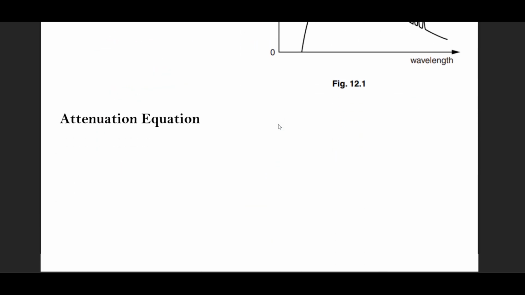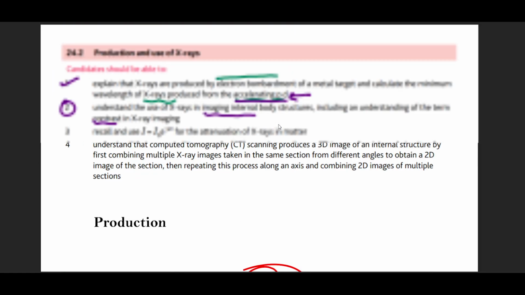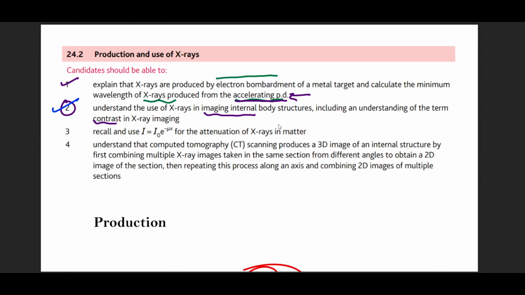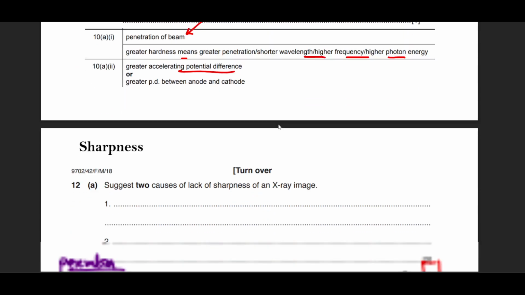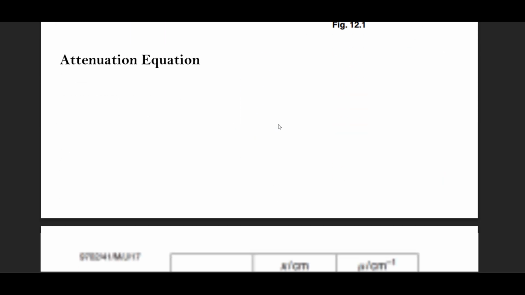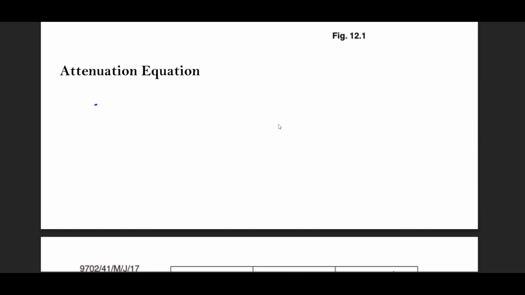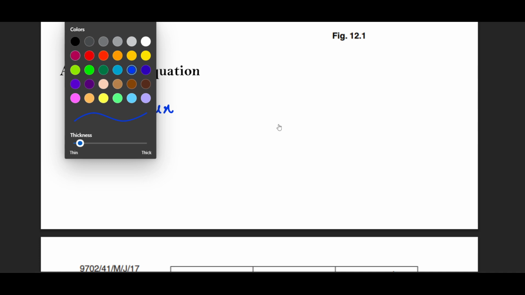Okay. All right. Then we move towards the attenuation equation. So we are done with the second part. We are going to move towards the third part, and then we'll move towards CT scan, which is part number 4. So the attenuation equation, again, it is going to be carried from the ultrasound, right? The equation exactly follows the same path. That is I naught e raised to power minus mu x. What is mu? What is I naught?